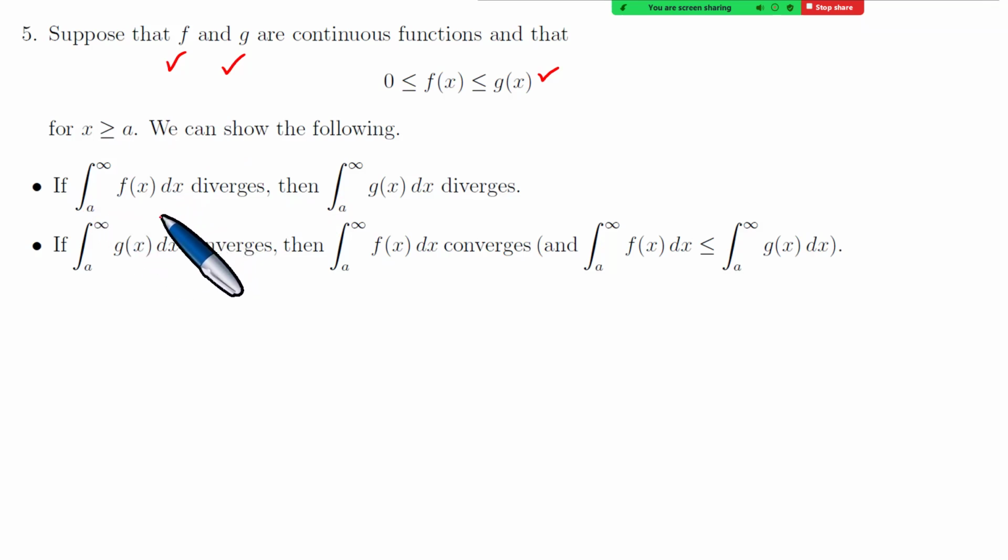We can show the following. If this integral from a to infinity of f of x diverges, then the integral of g of x also diverges from a to infinity. If this integral here converges, then this integral here converges. And because f is less or equal to g, this integral is also less or equal to the integral of g. So now, there are a couple of ways we can do this particular integral.